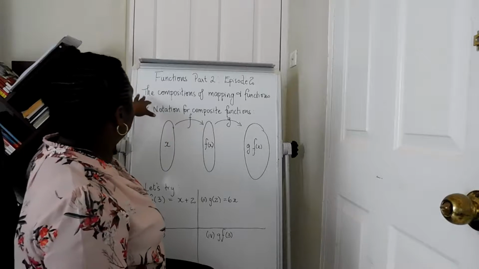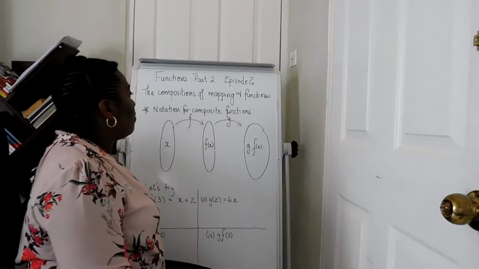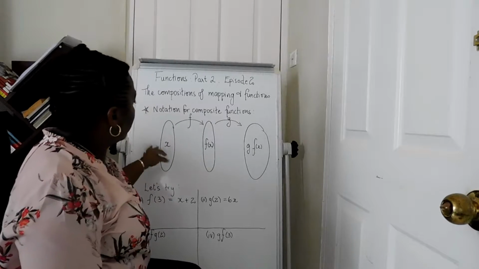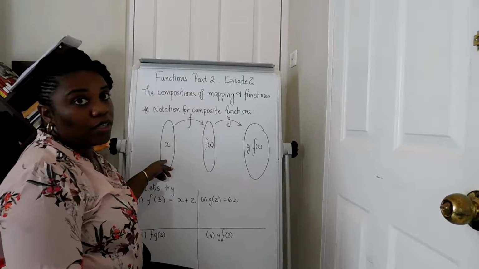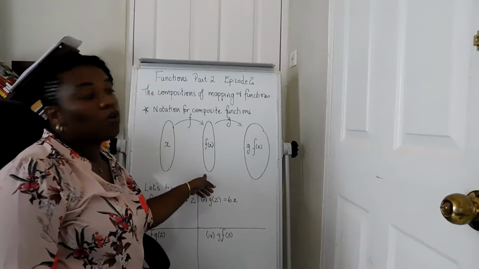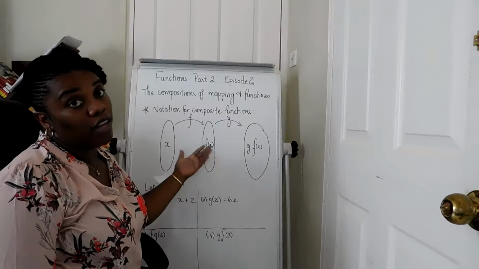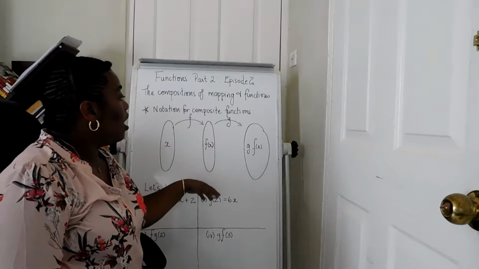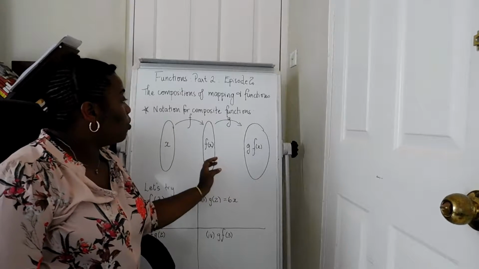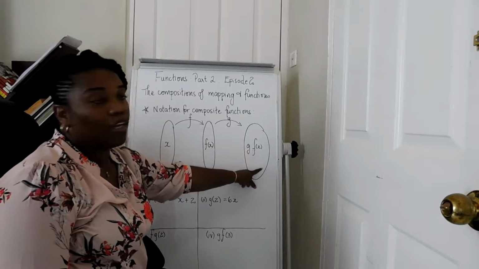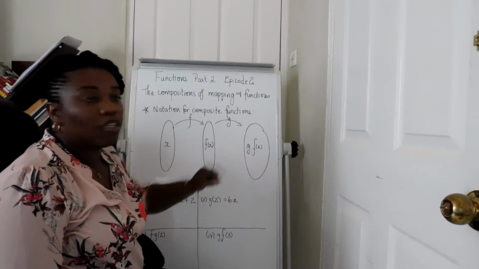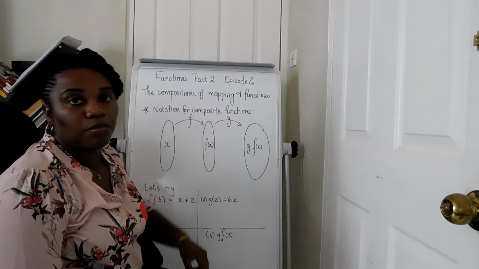Now, we're in the compositions of mapping and functions. The notation for composite functions is such that you have your domain, which represents x. If you move it from your domain to your codomain, whatever is in your codomain is f of x, right? Makes sense? And then composition now, if you're going further than the codomain, you would have g of f of x, because g will contain all that is in f of x. So it's a stepwise process.